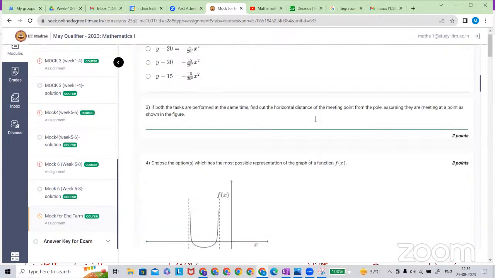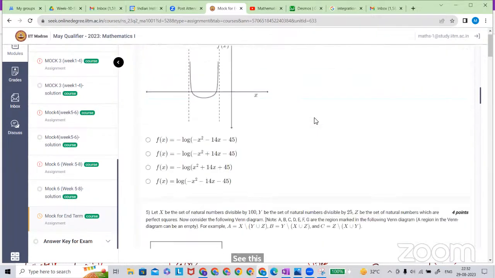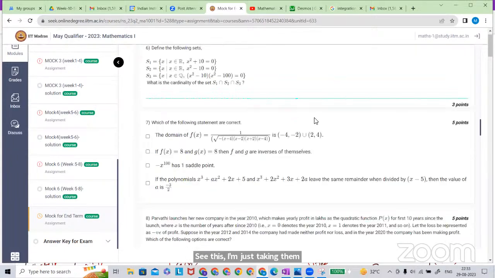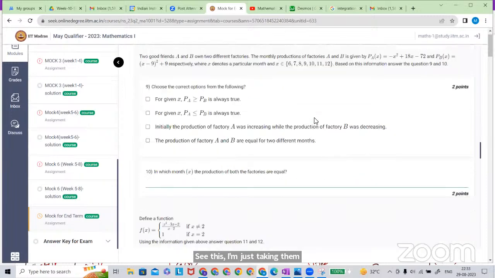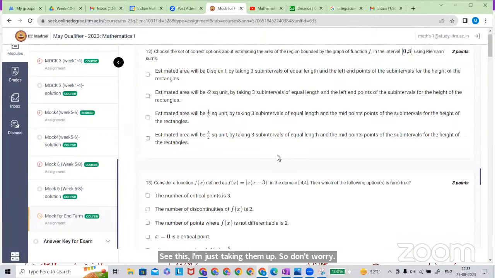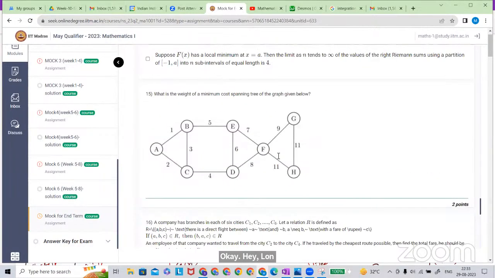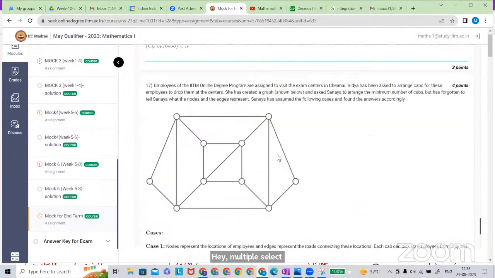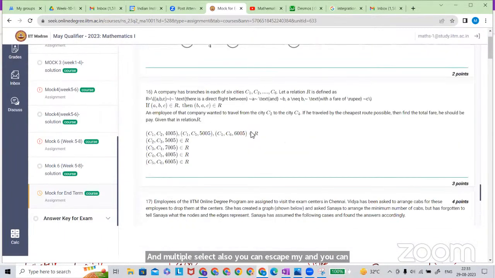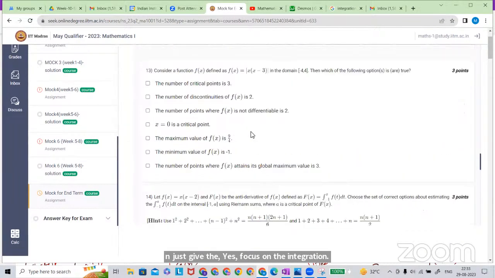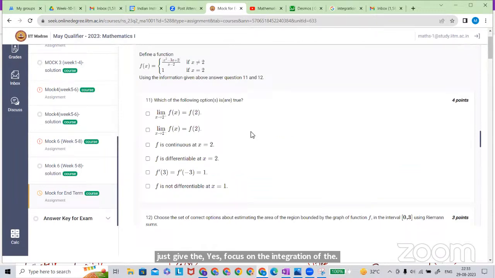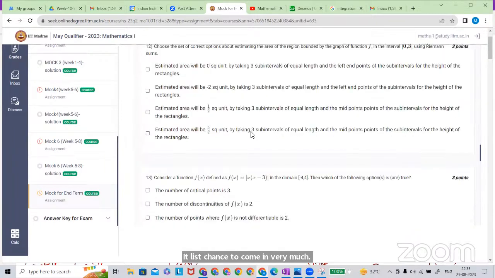See, this mock is, I will say, tougher. Interim is not going to be much tougher. I'm just looking at the mock, so don't worry. Multiple select questions will come in interim. My suggestion: you can skip the Riemann even. Just focus on the integration. Riemann problems have very little chance to come, so we focus on the integration. Don't worry about the Riemann.